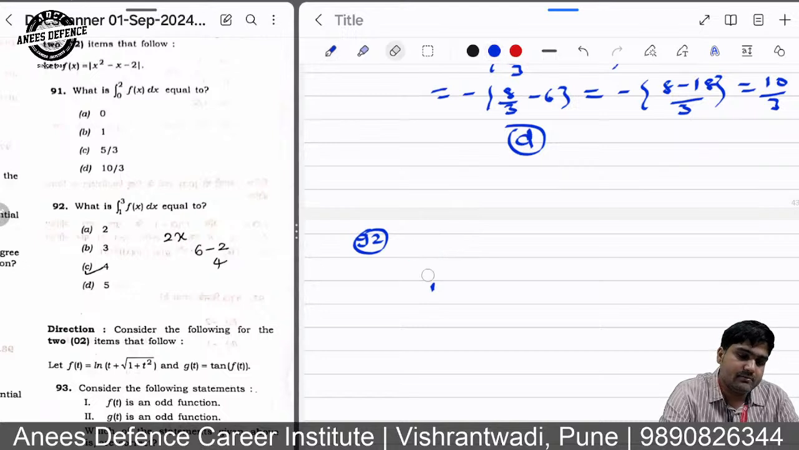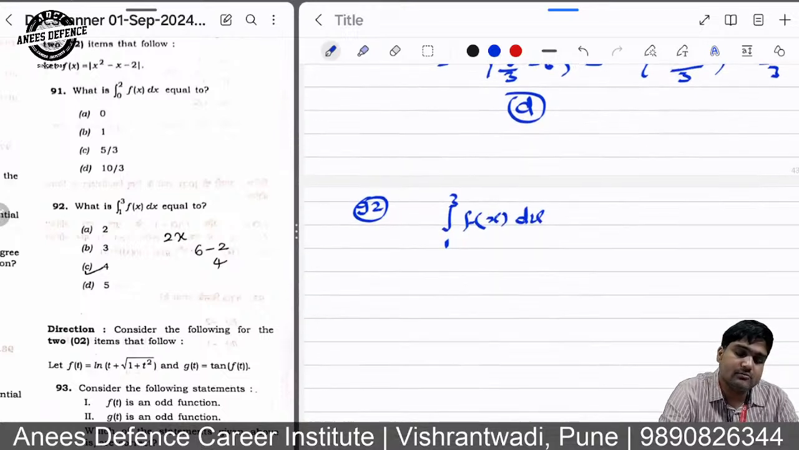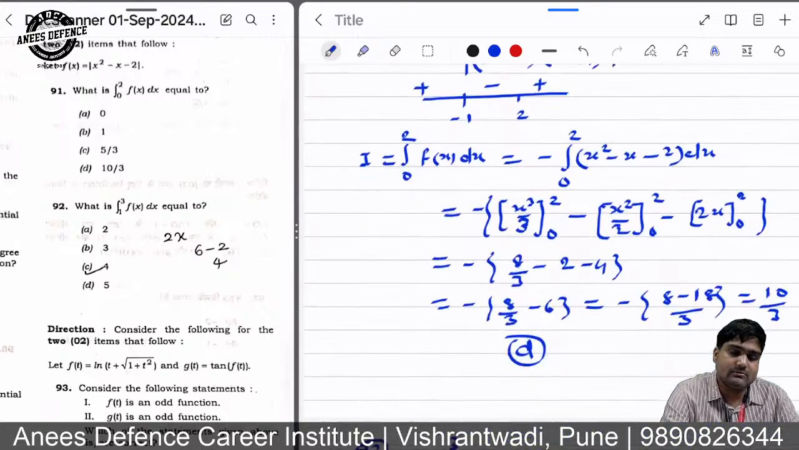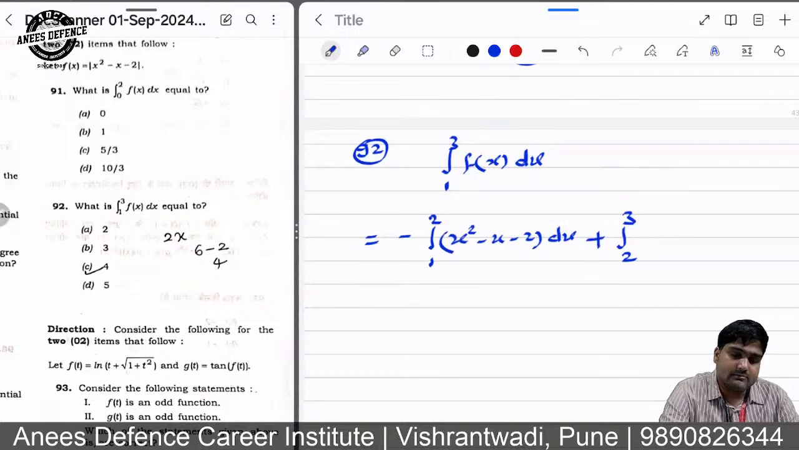Here we have to integrate the function from 1 to 3, f of x dx. We can break this integral into two parts. From 1 to 2 it gives a negative result, so minus the integral of x square minus x minus 2 dx. The second part is 2 to 3, where it gives a positive result, as we discussed earlier. So breaking the function into two parts and checking the sign conventions, 2 to 3 gives the positive result, x square minus x minus 2 dx.